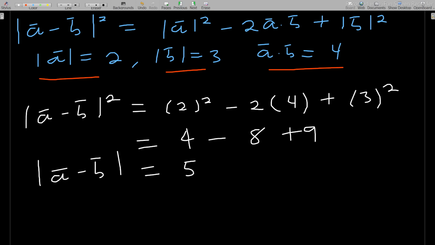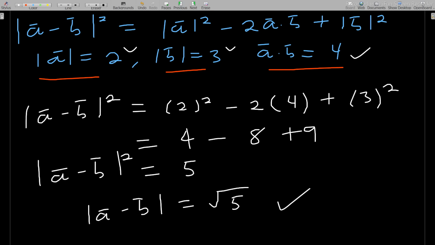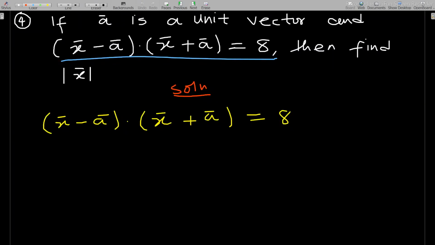The next question says that if a̅ is a unit vector and this expression holds, then find the magnitude of x. You see that there's a minus and a plus, and the same things are happening in the two brackets, so it means difference of two squares. So I have x̅ squared, which means x̅ dot x̅, minus a̅ dot a̅, which is a̅ squared, equal to 8.